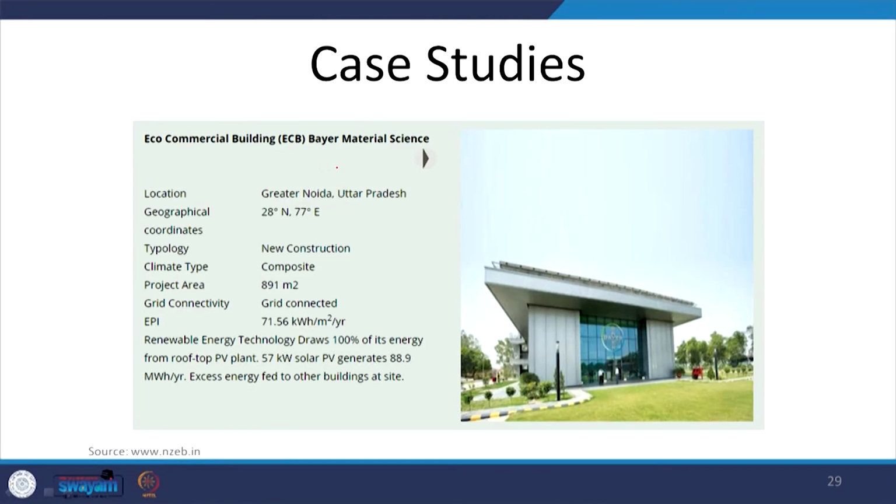Another building, which is an eco-commercial building of Bayer Material Science, is in Greater Noida. It has an EPI of around 72 kilowatt hour per meter square per year, but with the help of the rooftop photovoltaic which is installed on its roof, it generates this equivalent amount of energy and a much higher amount of energy than what it consumes. And this excess energy it gives back to the other buildings on site. So, it is not just a net zero energy building, but it is an energy positive building, where it generates more energy than it consumes.